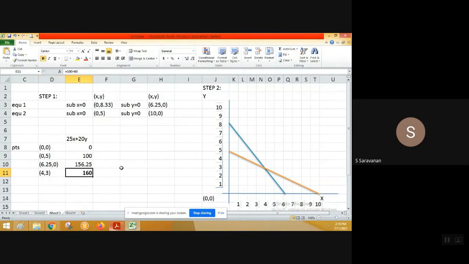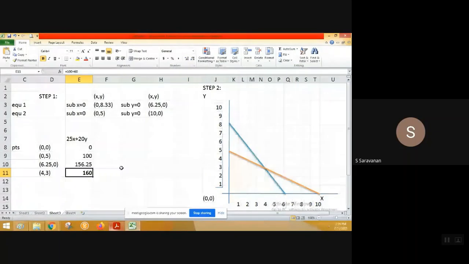But what is the objective? Maximization. So whichever is maximum, that is the answer. So the answer is 160, with x equal to 4 and y equal to 3. Can you understand? Yes, sir. Clear.